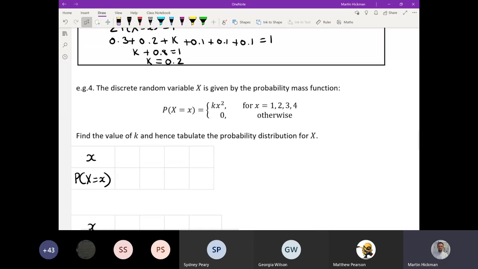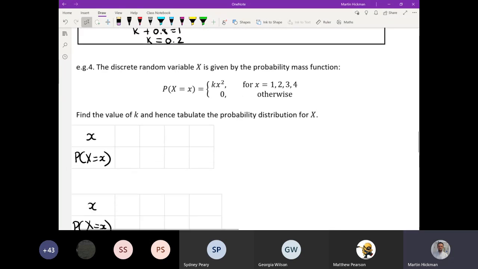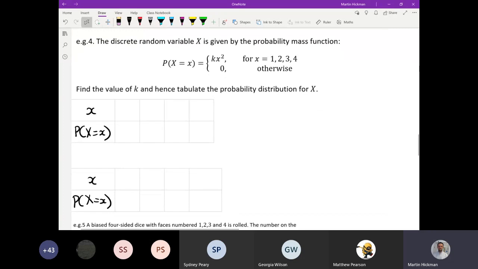So I did say earlier that a lot of questions you'll be given the probability mass function and then asked to do something with it. So this is quite a common question I like in the exams where they give you a missing constant, such as this one. You're told that discrete random variable x is given by the probability mass function as shown here. And what you're asked to do is find the value of k and tabulate the probability distribution for x.